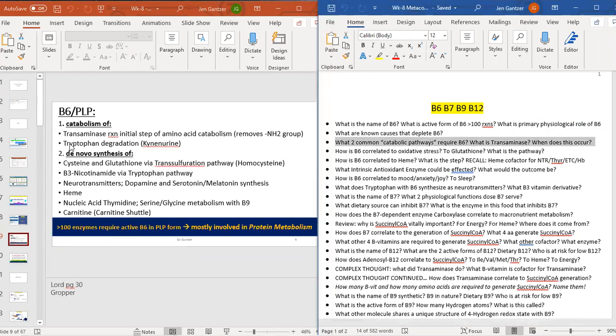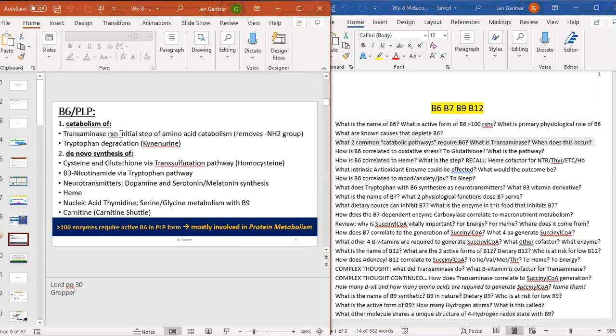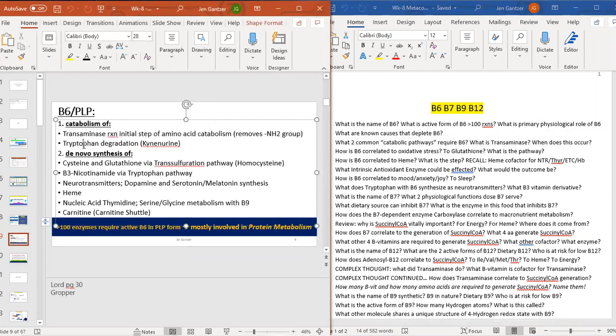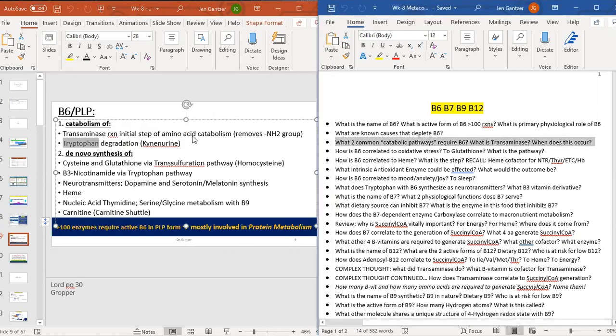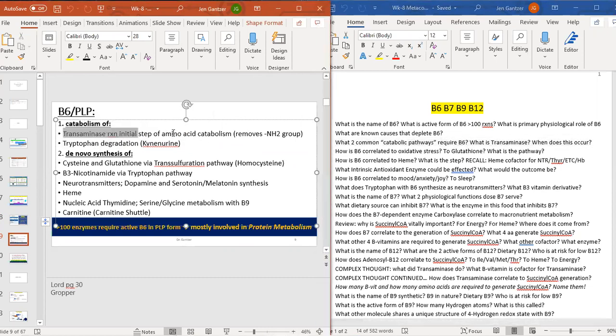So right here, the two catabolic pathways of B6 are going to be transaminase and tryptophan degradation. Another word for degradation is catabolism. So that's the breakdown of amino acids and or the amino acid tryptophan. So what is transaminase? I want you to know this first sentence.